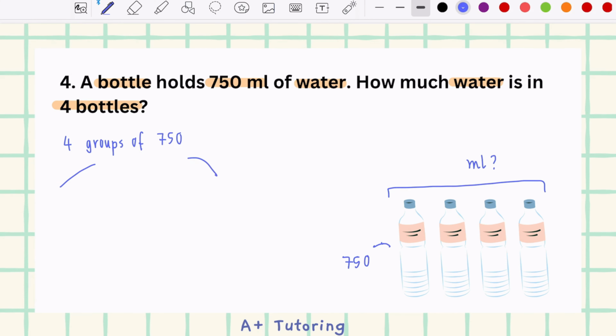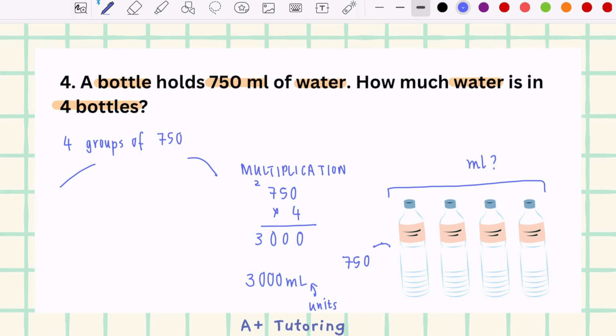So there's the multiplication way, so you can use multiplication. So that'll be like 750 times 4, which is 4 times 0 gives us 0. 4 times 5 gives us 20, so you put down the 0 and carry the 2. 4 times 7 gives us 28. 28 plus 2 gives us 30. So 3,000, and our answer would be 3,000 milliliters. Remember, units are important.